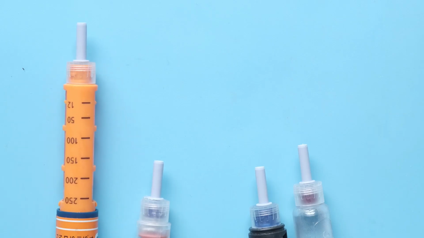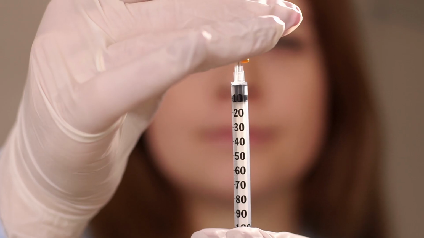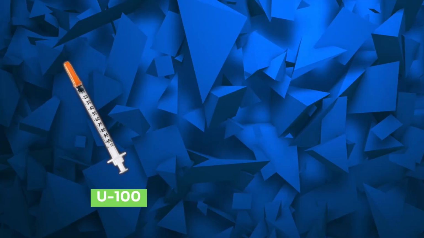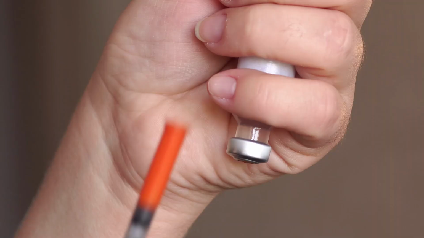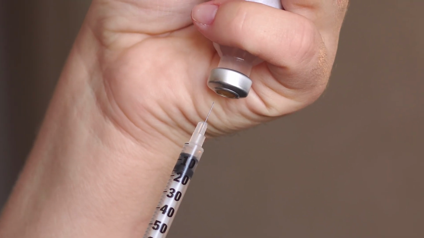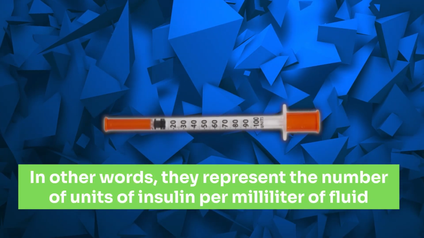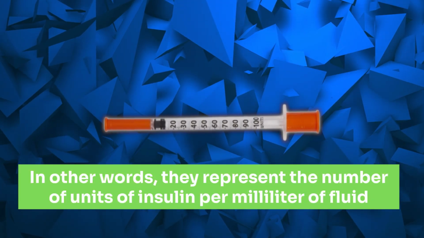Insulin concentration is another important thing to understand. You may have seen numbers like U100, U40 or U500 on your insulin vials or pens. These numbers represent the insulin concentration or the insulin strength. In other words, they represent the number of units of insulin per milliliter of fluid.